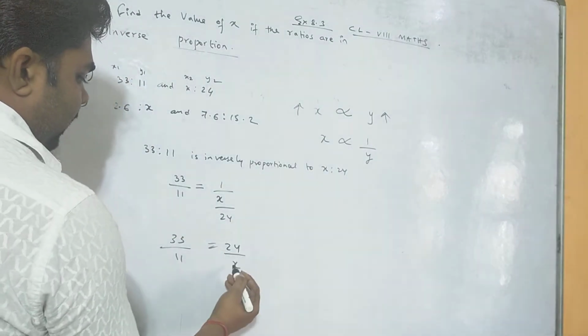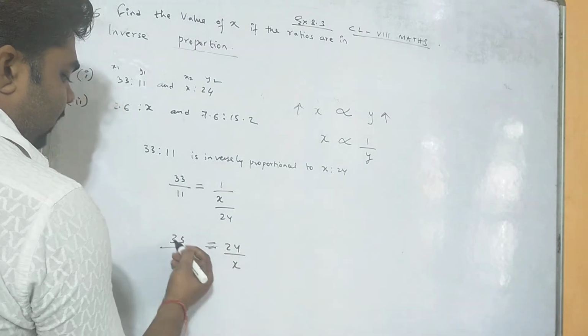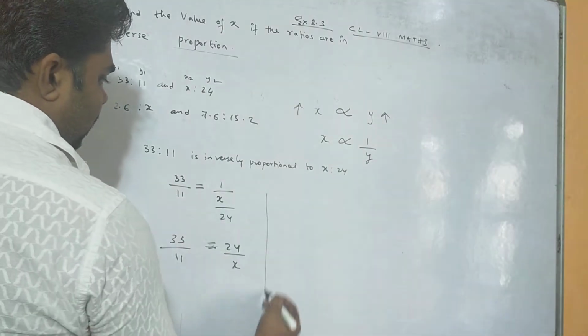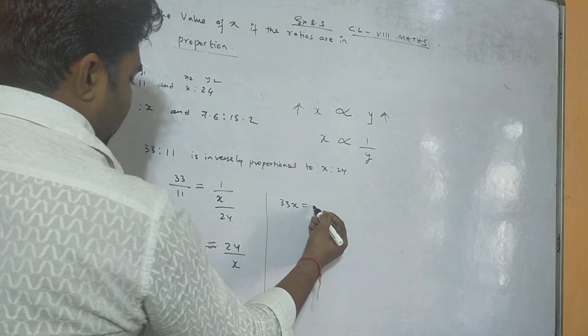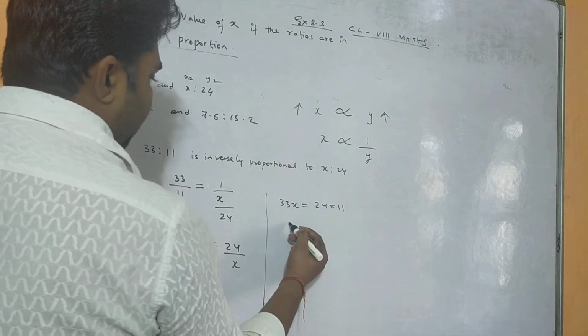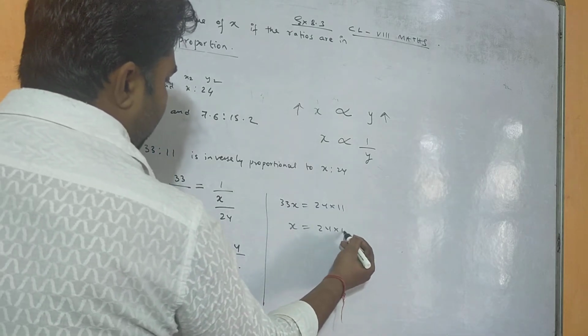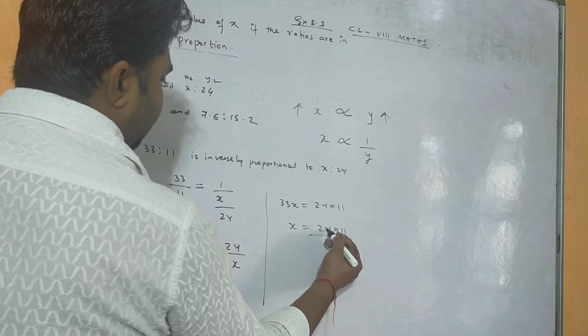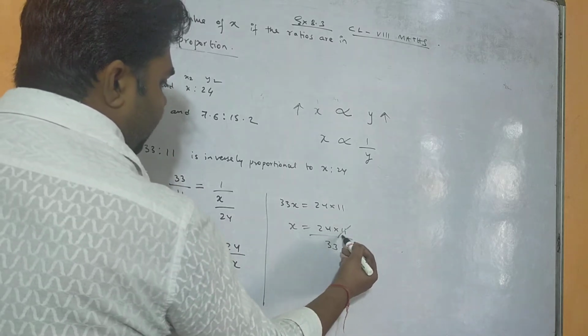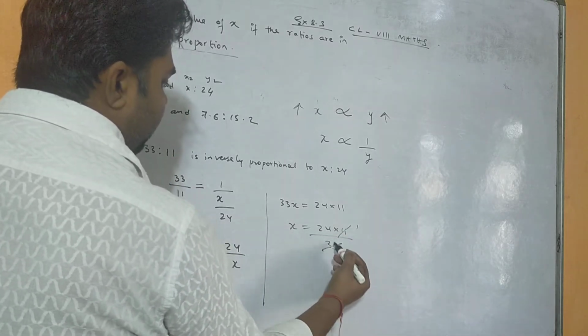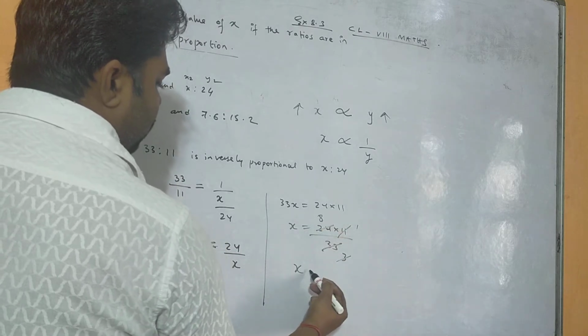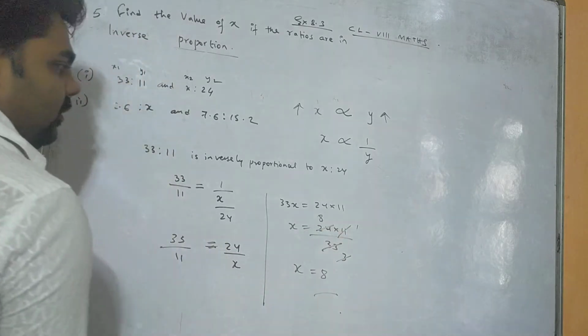Now if you cross multiply, that means 33 into x, 33x, and 24 into 11. So x equals 24 into 11 divided by 33. Right? So 11 1s are 11, 11 3s are 33, 3 1s are 3, 3 8s are 24. So the value of x is 18. This is our required answer.